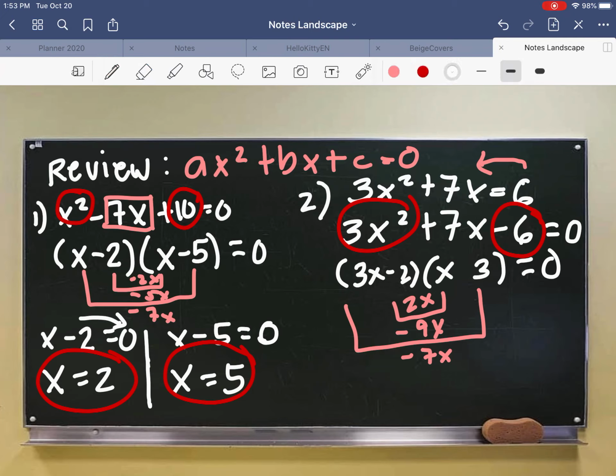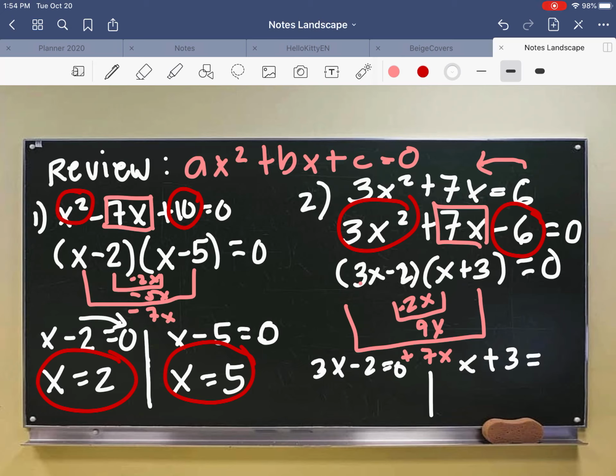This is trial and error. Okay? So, ngayon, magiging negative 2 times x, that's negative 2x. And then 3 times 3, that would be positive 9. So, this now is positive 7x. Okay, so equal na siya dun sa gitna. And then, all we need to do is to use the zero product property. So this would be 3x minus 2 equals 0. And then this is now x plus 3 equals 0.